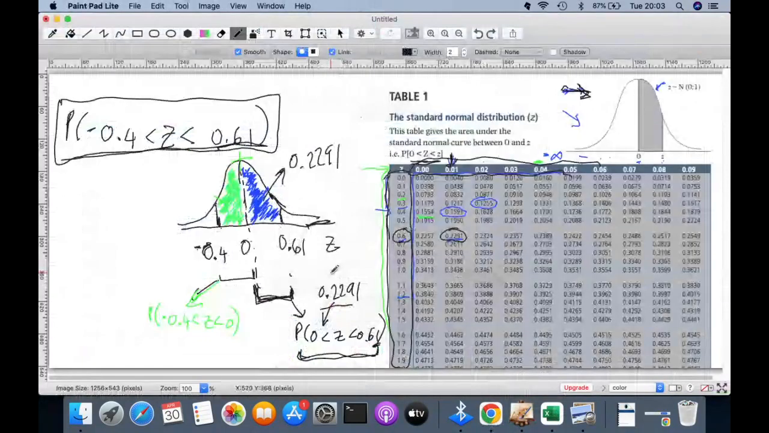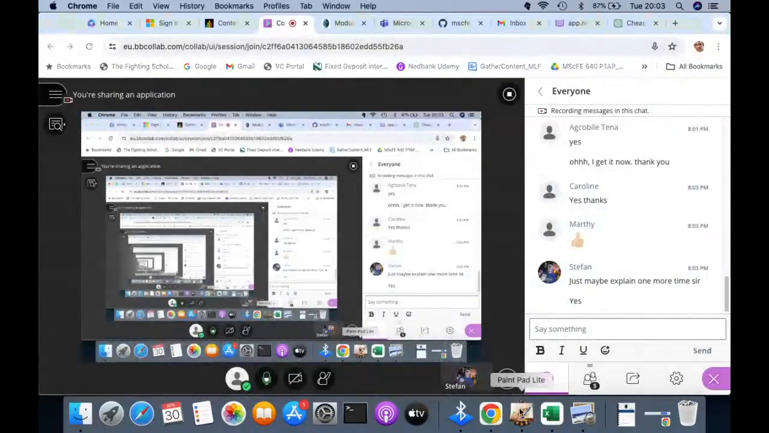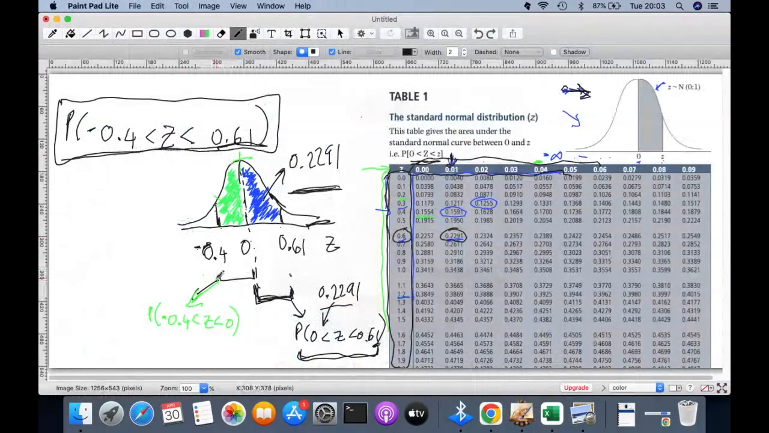No problem, Stefan. Just before I go on, you get how I got the 0.2291? That part you get? Are you okay with that part? Okay, so it's just this green part now, this part here. Now I'm going to show you how to get that area.